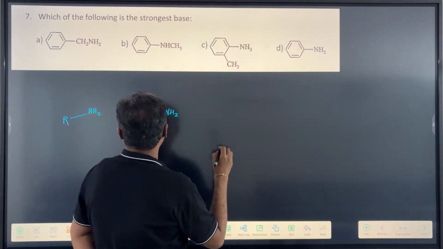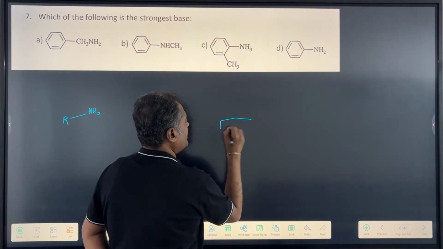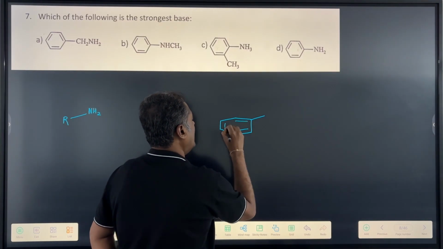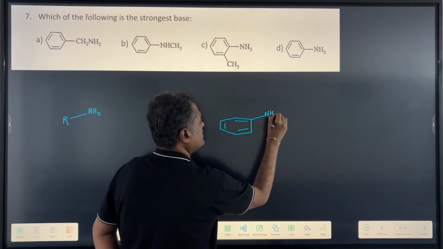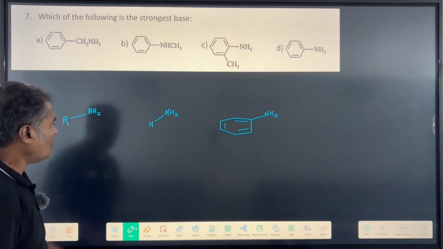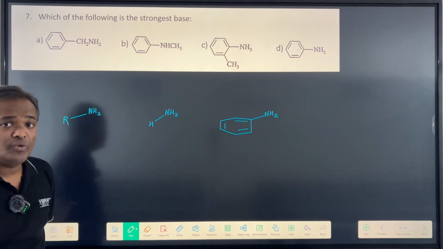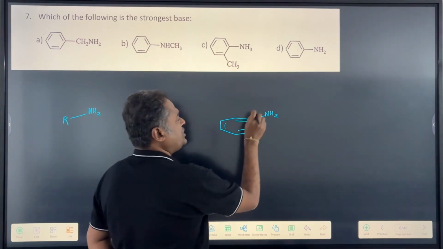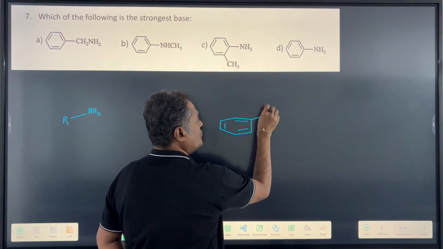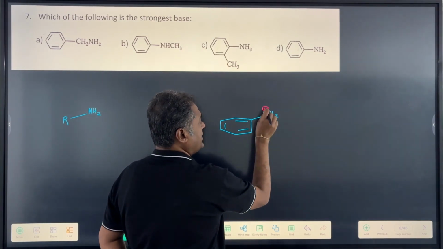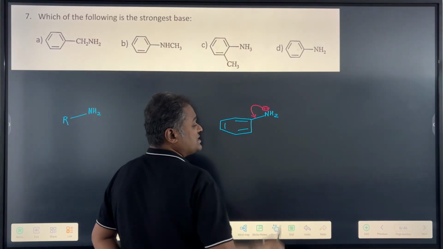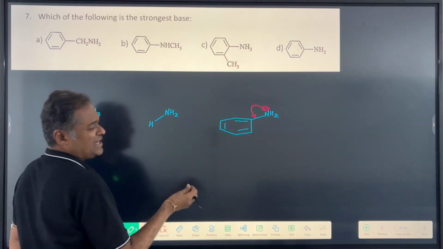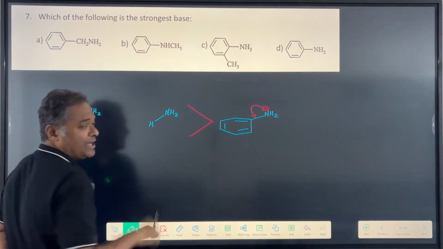And lastly, child, we have an aromatic ring where you have a nitrogen attached to a benzene. Now the question is, out of these three compounds, which one is more basic in nature? I have told you to remember one thing: we have to check something called resonance. Whenever a lone pair of electrons gets involved in resonance, its basicity will decrease. So out of these three examples, the least basic will be the aromatic amine.